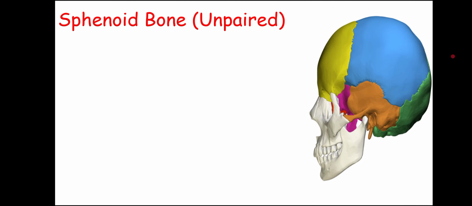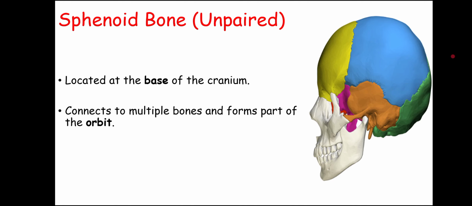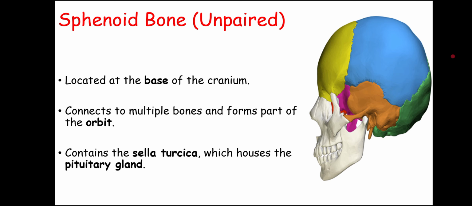The next bone of the neurocranium we are going to talk about is the sphenoid bone, that is an unpaired bone. That means there will be one bone in every skull. It is located at the base of the cranium, and it connects to multiple bones and forms the orbit. It contains the sella turcica, which houses the pituitary gland.